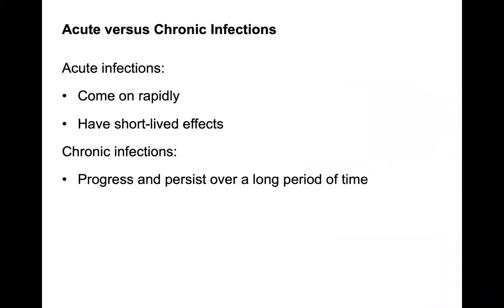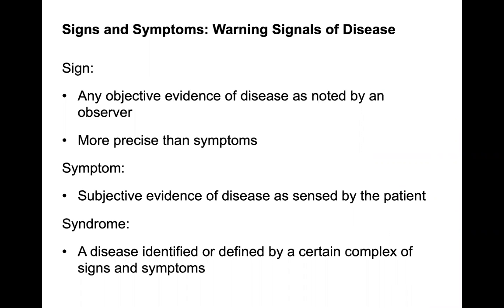Acute versus chronic infections. Acute infections come on rapidly. They have very short-lived effects. Chronic infections progress and persist over very long periods of time.